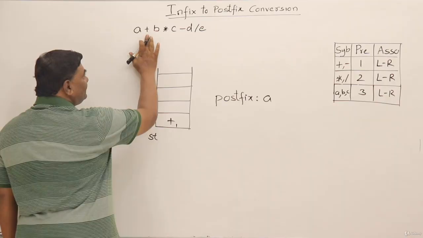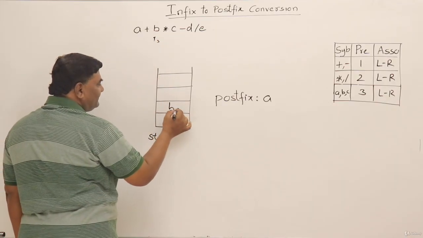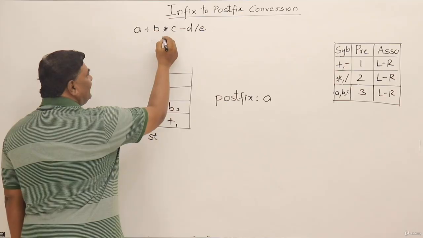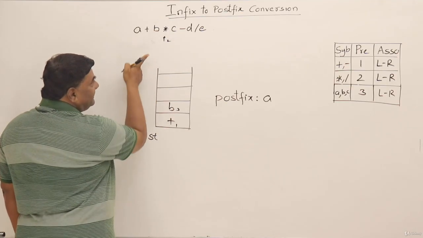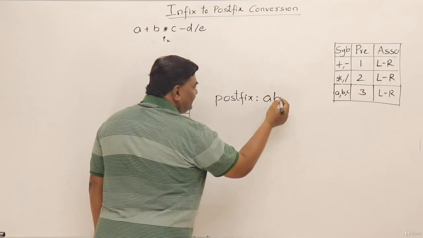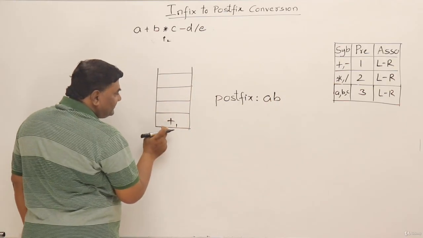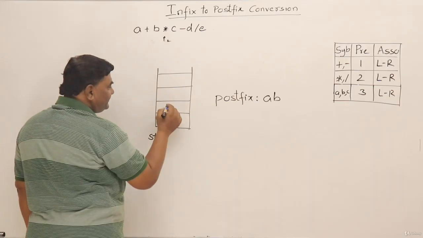Plus is alone. Then B, its precedence is 3. Push it into the stack. The next asterisk, its precedence is 2. That is 2, but this is 3. So the greater one, pop out and send it to postfix. That is 2, this is 1. So this is smaller than that one. So push it.